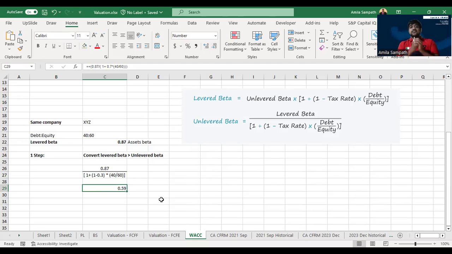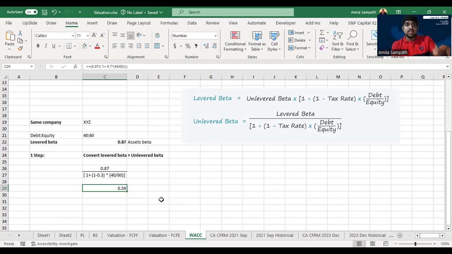That means if we finance 100% from equity, you can see our beta is 0.59. That means our market volatility is less than if we finance from debt and equity. If we finance 40% from debt and 60% from equity, our levered beta is 0.87. That means our risk is higher, because if beta is one, it is almost similar to the market risk.